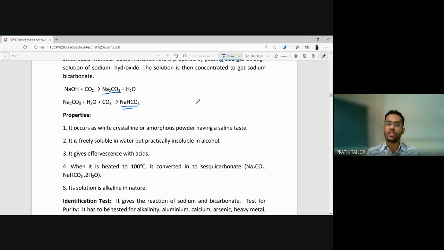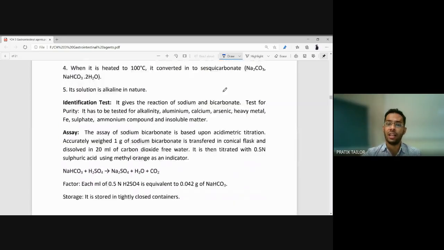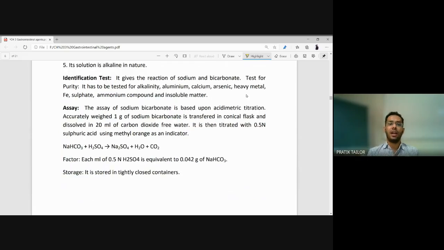It is soluble in water, crystalline, and gives effervescence with acid. It is also used in effervescent mixtures like Eno, which we have in the Indian market. For identification, it gives the characteristic reaction of bicarbonate, that is, formation of gas with acid. Test for purity: it has to be tested for alkalinity, aluminum, calcium, and other heavy metals.